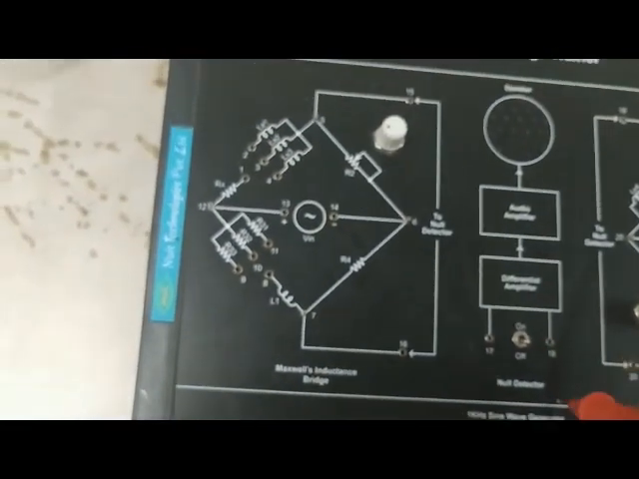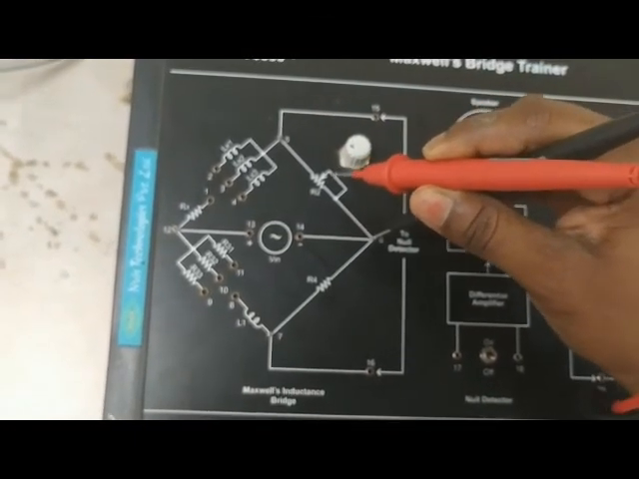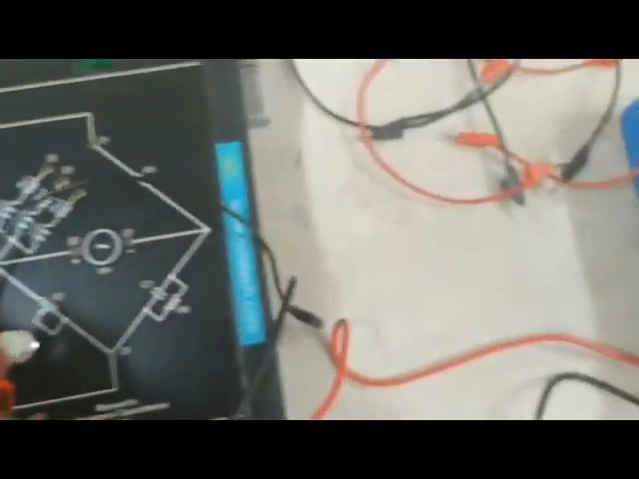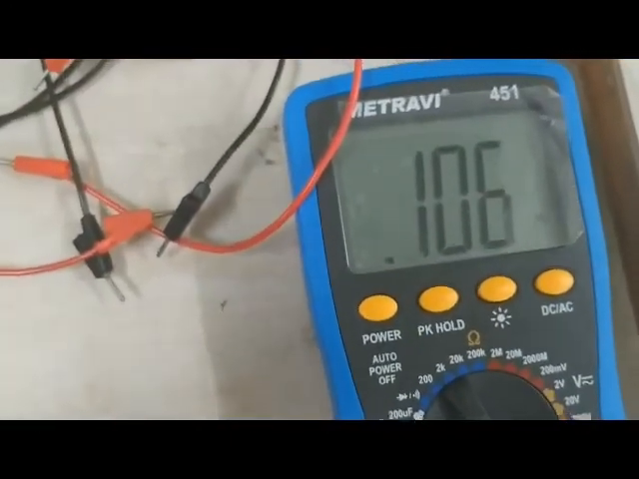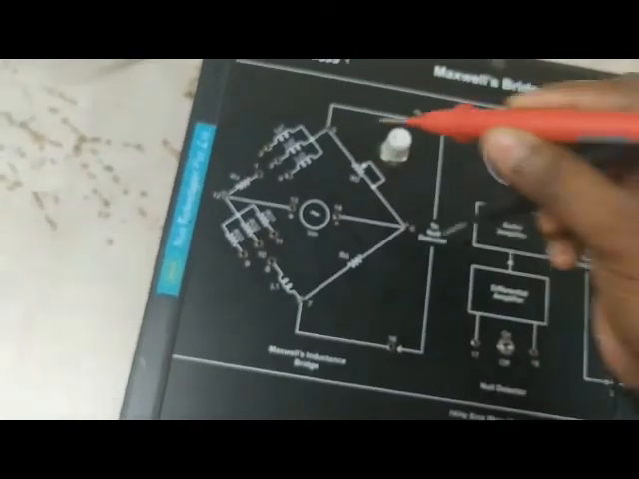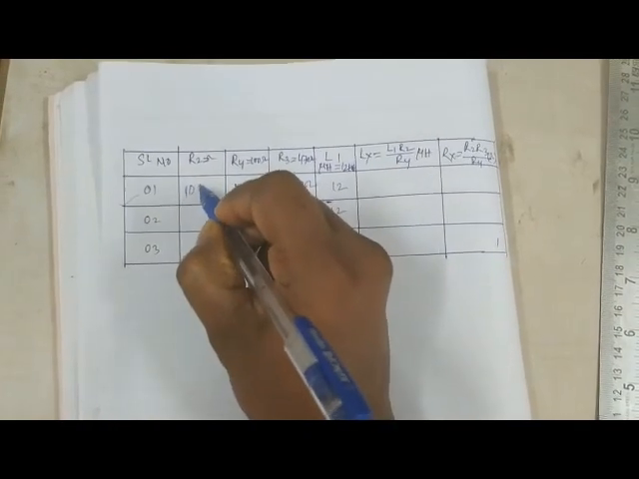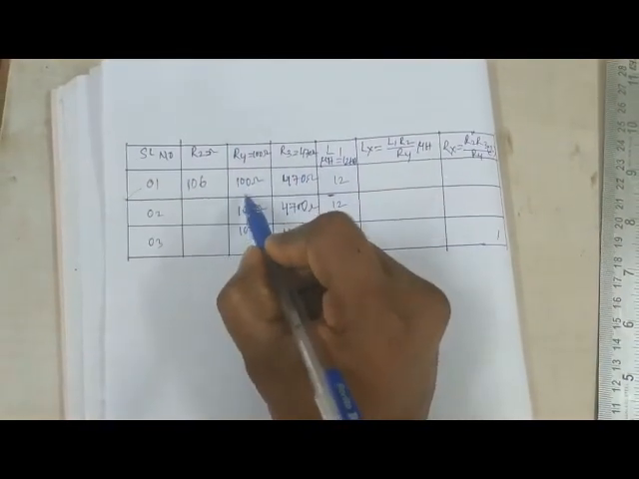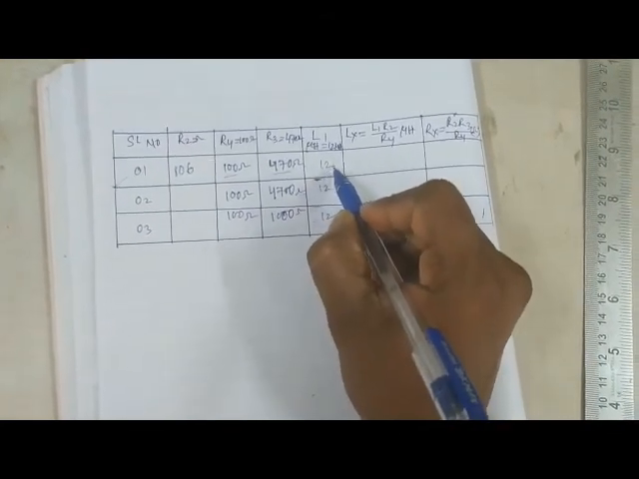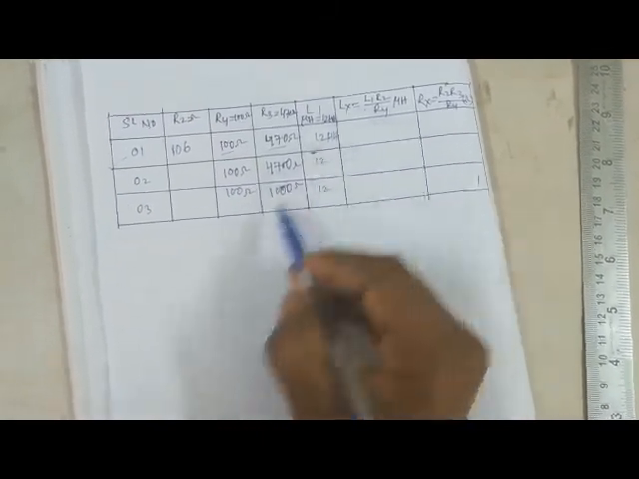Next we have to take the reading by using the multimeter. What is the value of R2? Here I will check, the value of R2 is 106. So now here R2 is 106, R4 is given as 100 ohm and R3 is 470 ohm, L1 is 12 microhenry. So we have to find the Lx.